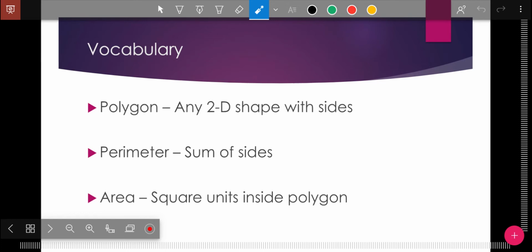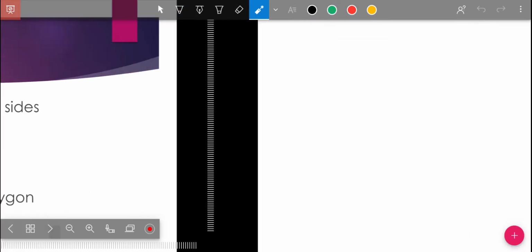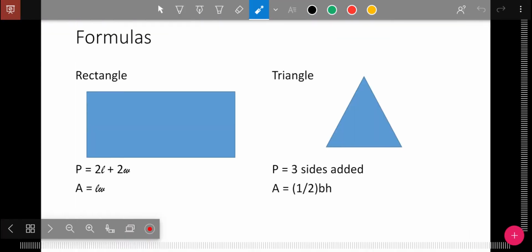If I am going to find the sum of the sides, the edges of the polygon added together, all right, that's called the perimeter. And then the space on the inside, the square units that occupy the interior of the polygon, is known as the area. And today we're going to focus really on just these two.